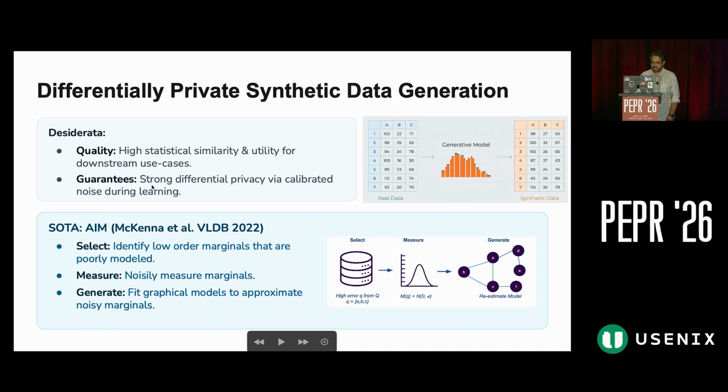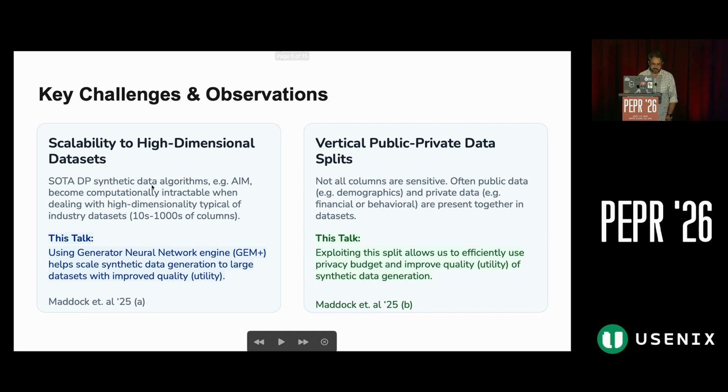So that's the AIM paper, and this is sort of like a baseline that we'll always compare against, and will show how we innovate on top of this, right? So there are two key things, two challenges, two observations that I would like you to think about. A lot of these DP synthetic data algorithms, including AIM, become computationally intractable when you're dealing with wide data sets or high dimensional data sets. As you increase the number of columns to 100, 200, or 1,000, these things become extremely expensive.